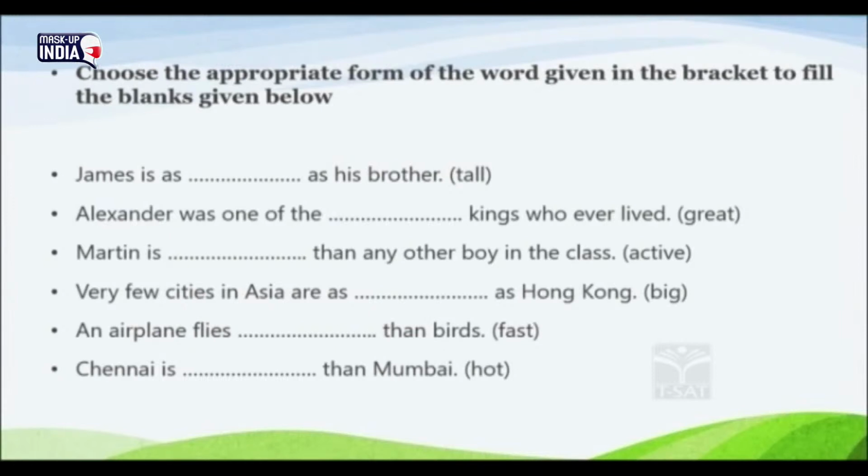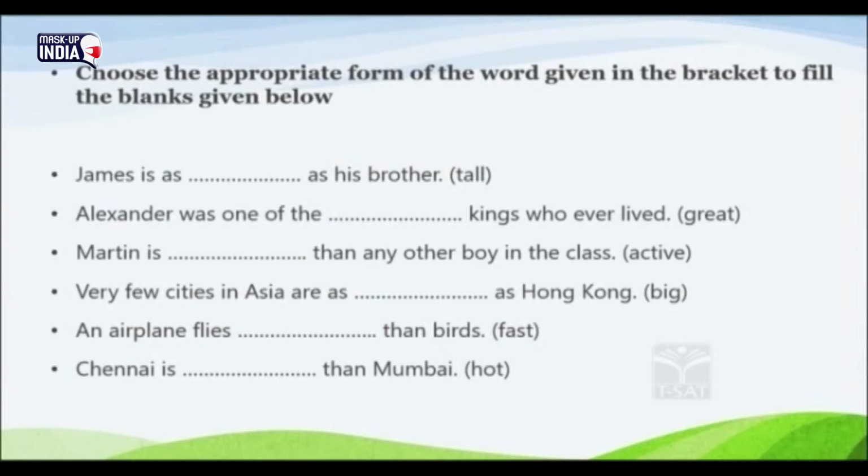Yes. The next one: Alexander was one of the dash kings who ever lived. In the bracket, the word is given as great. We have already come across these in our class, children. Yes, very nice. Martin is dash than any other boy in the class. The word given in the bracket is active. So, you have to write down the correct form of the word active in the blank.